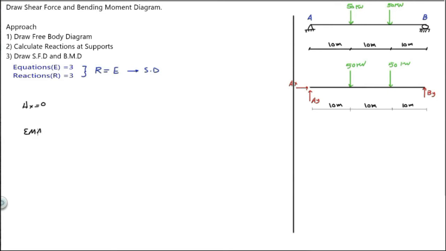Summation of moment about A equals 0, and I will take positive clockwise. Now all the forces rotating clockwise are positive. 50 by 10 plus 50 by 20, then minus By by 30. Minus because By is rotating counterclockwise. So solving this will give us By equals 50.